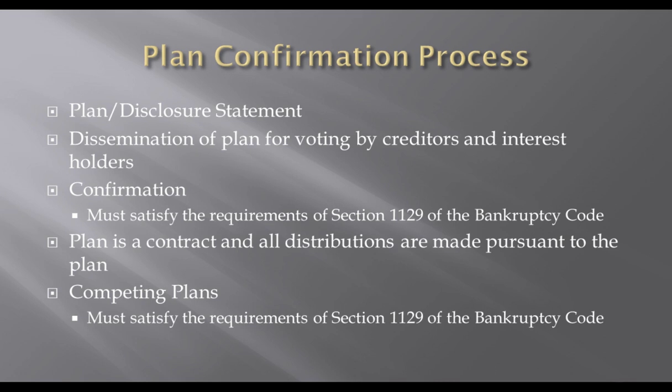But there are other requirements other than just purely voting that have to be met before a plan will be confirmed by the bankruptcy court. And the section where you find all of those is in 1129 of the Bankruptcy Code. But assuming the plan is confirmed, the plan is a contract. So the plan creates new debtor-creditor relationships with all of the parties that were involved.